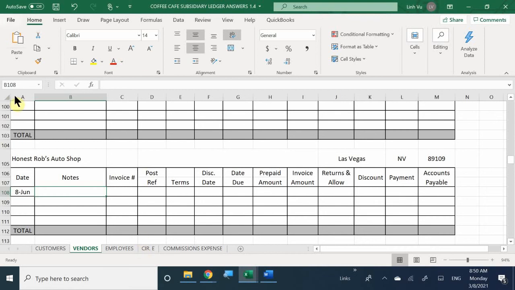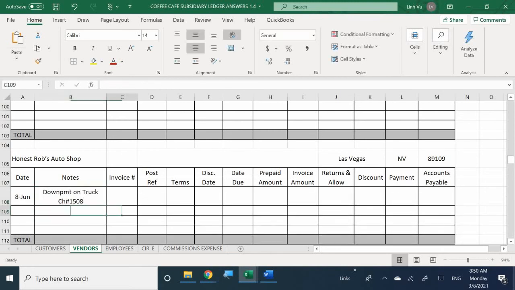We're just going to write that we made a down payment on truck. And that we wrote a check number 1508. Okay. Invoice number, there isn't one. It should be a contract number. Post reference is going to be General Journal number 3. Of course, there's no terms. Therefore, there's no due date or discount date. We didn't make a prepaid amount. All we paid for was the 2987.